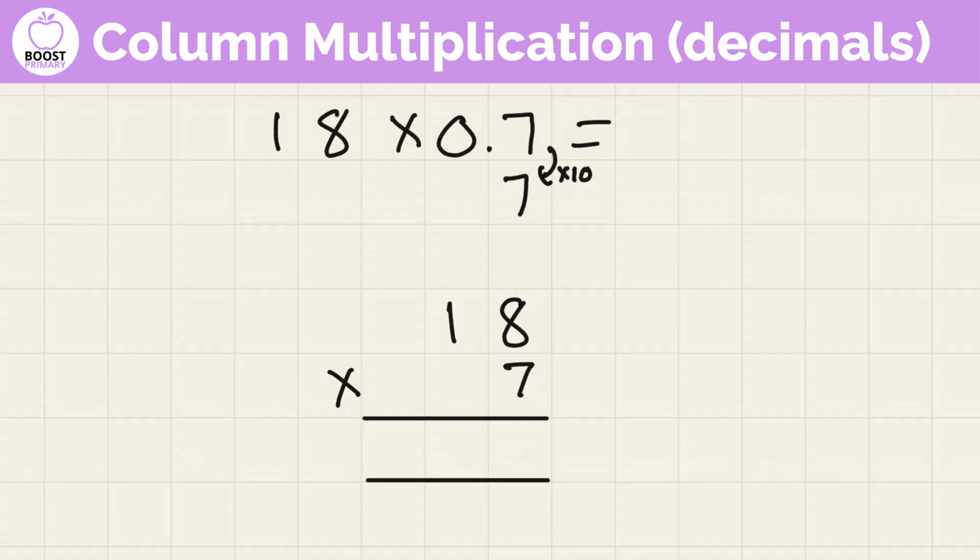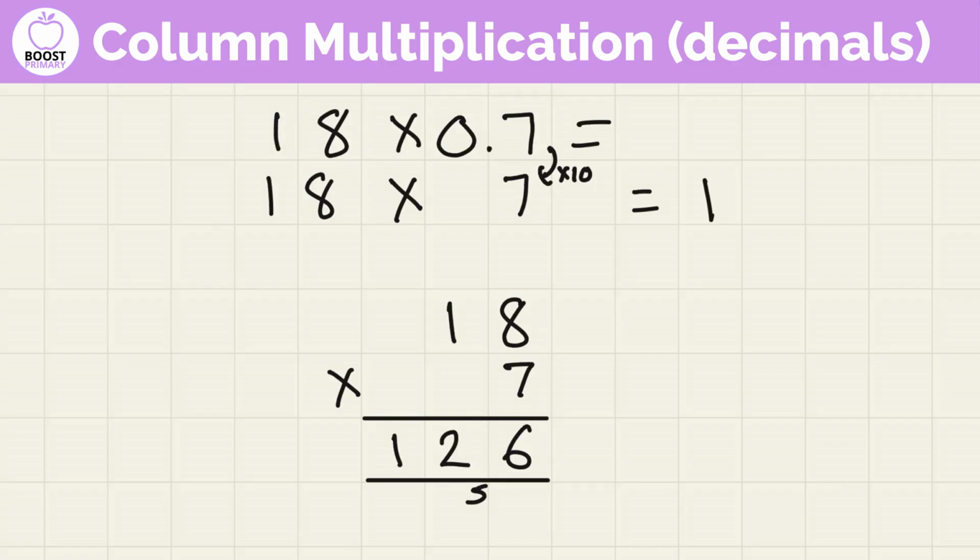0.7 times by 10 is 7. I'm going to work out the answer to 18 times 7. 7 times 8 is 56. 7 times 1 is 7. Add the extra 5, 12. The answer to 18 times 7 is 126.